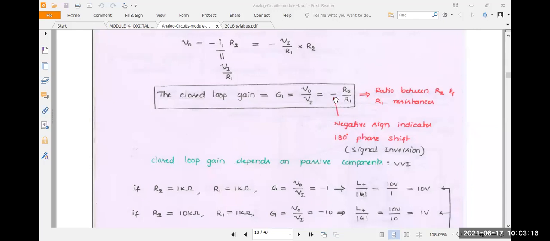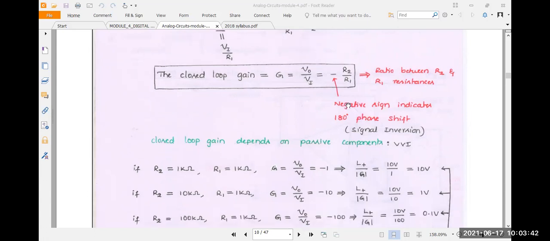Why is it negative? Because this is the inverting amplifier, and we are deriving the equation for the inverting amplifier. Negative means it gives a 180-degree phase shift at the output side. Understood? Here they have taken the ratio between R2 and R1.